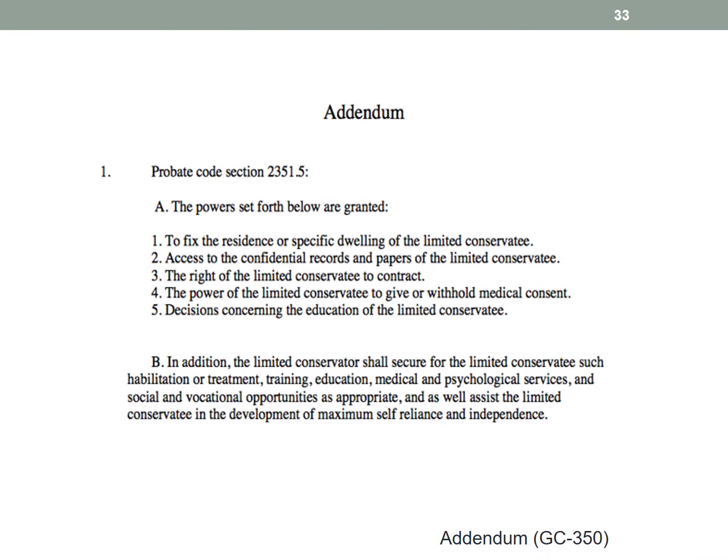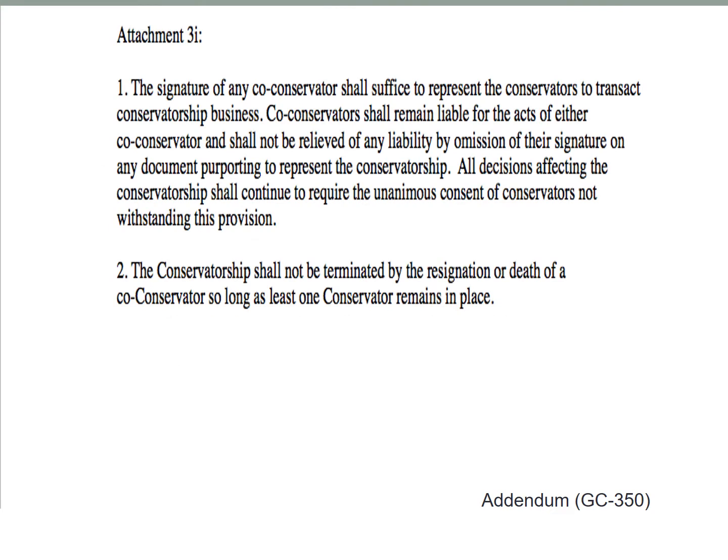The attachment to GC-350 will contain the information displayed on the slide. These are the powers that will be granted to you as conservator. If you have more than one conservator, then your attachments to GC-350 will also contain the information displayed on the slide pertaining to multiple conservators.